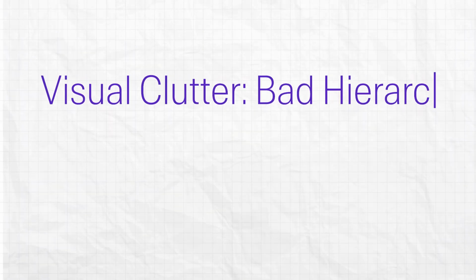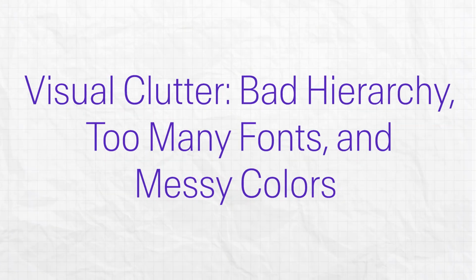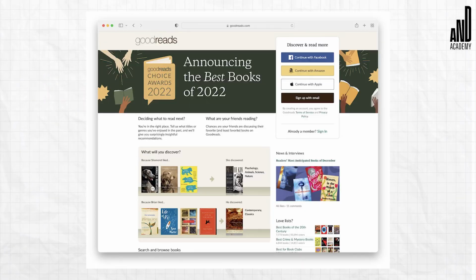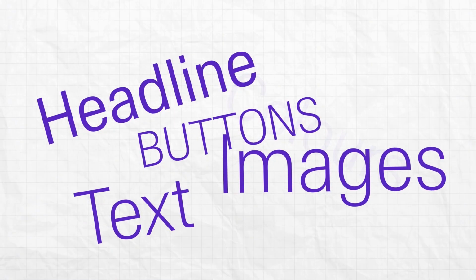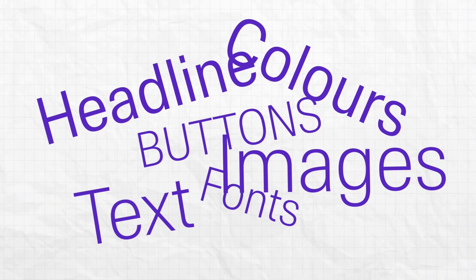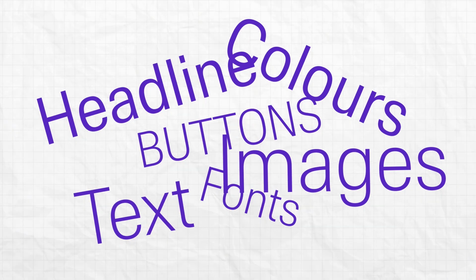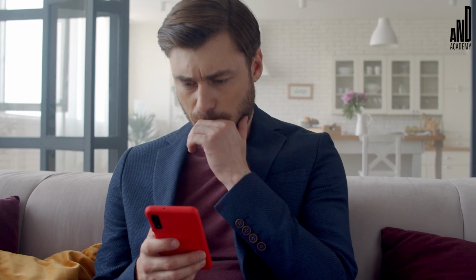Now, let's talk visuals, because a lot of UI/UX mistakes start here. Everything on screen shouting at the same volume. Headlines, images, buttons, text, colors, fonts, all competing for attention. When that happens, users don't know where to look or what to do next. The fix is simple. Clarity over chaos.